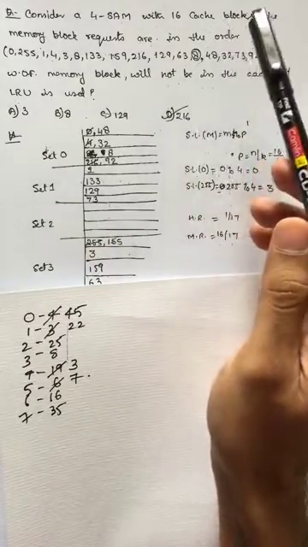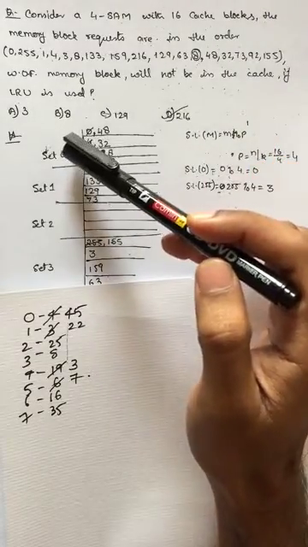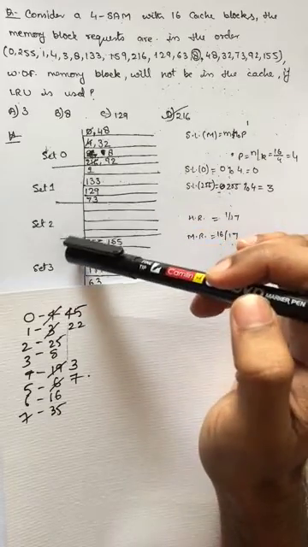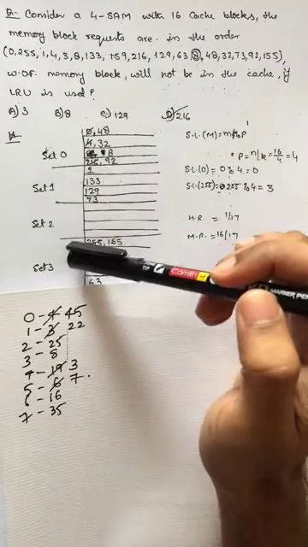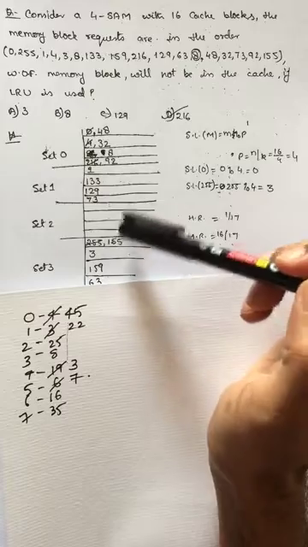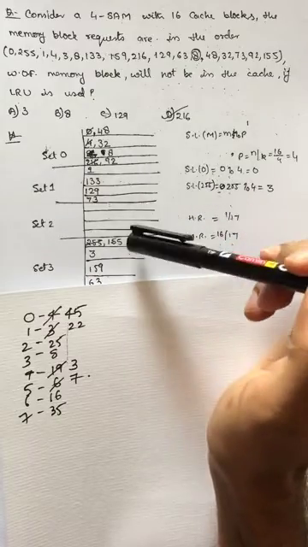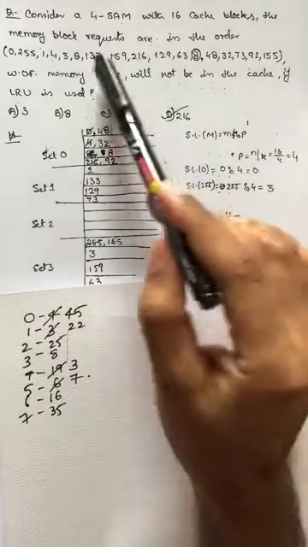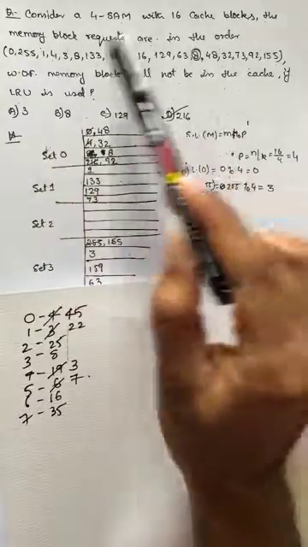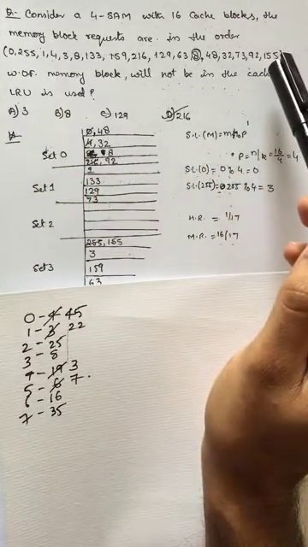So how many sets do we get? We get 4 sets. Set number 0, set number 1, set number 2, set number 3. So we get 4 sets, each containing 4 lines. Therefore there are totally 16 lines in the cache. And now we are given all these references. These are the memory block references.